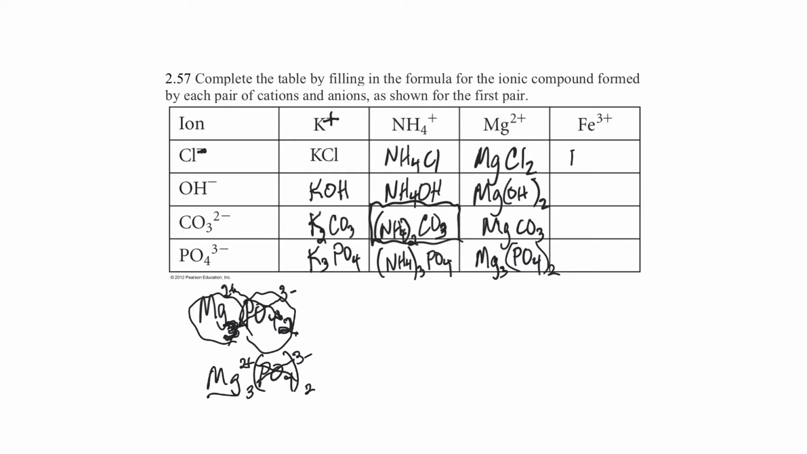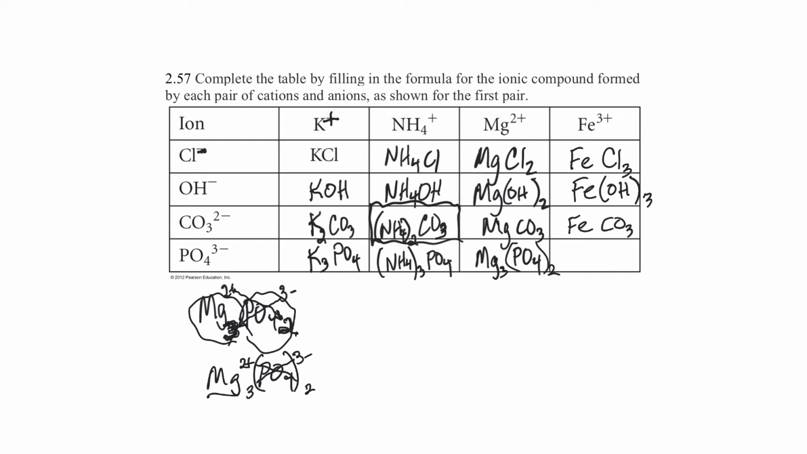What about iron? Okay, this is iron 3, which is positive 3. How many chlorides do I need? I need 3. Here's iron 3. How many hydroxides do I need? You see that I have to do the parentheses. I need 3.